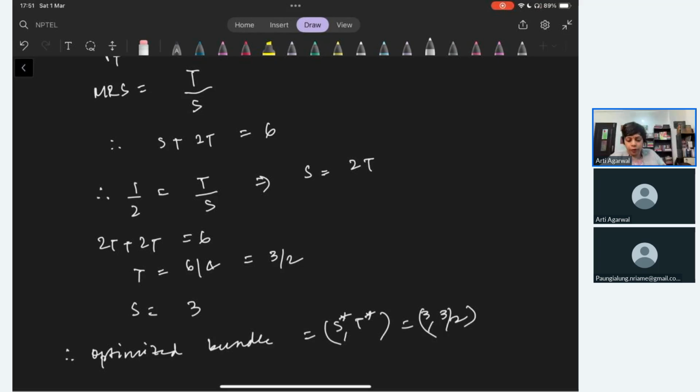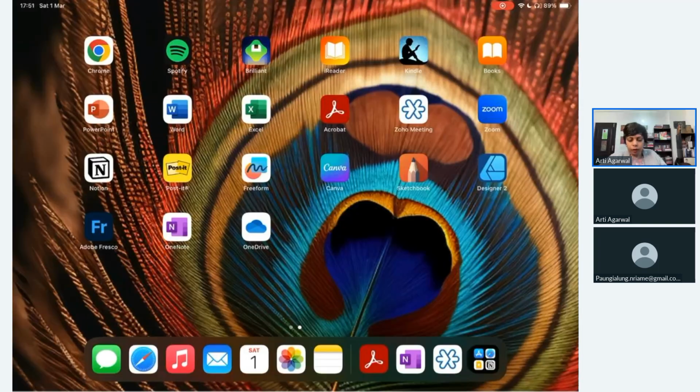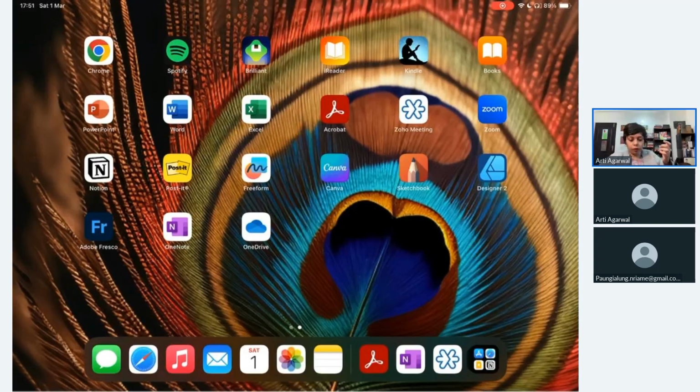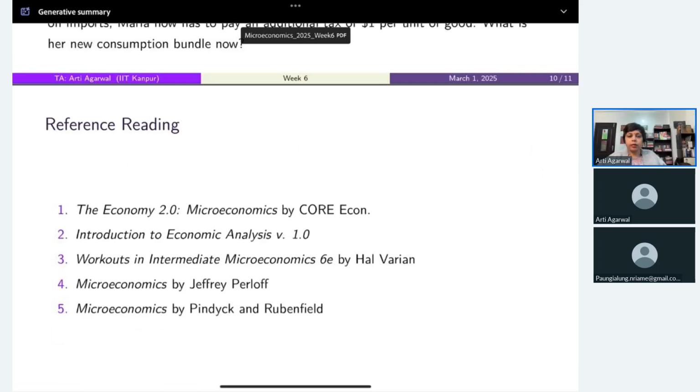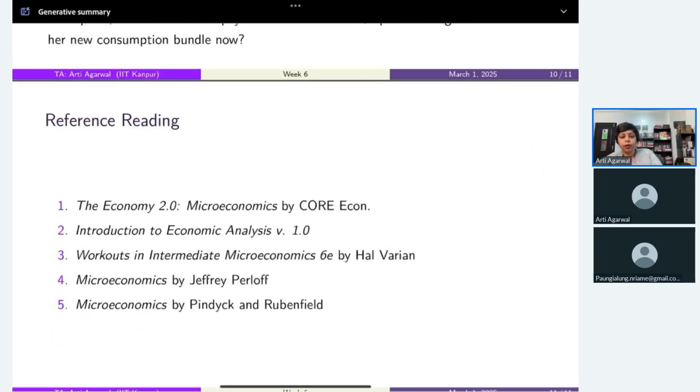Since I think I have covered everything from today's class, I will end the class here. There's a reading list at the end of the lecture notes. You can refer to that, and there are a lot of questions in all of these books. You can practice there. So I'll end the class here and I will see you again next week.